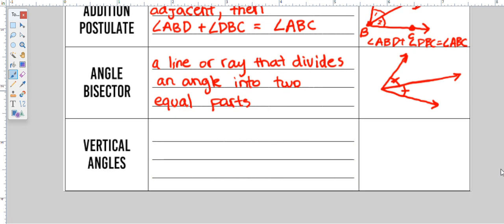Okay, we are almost done. Vertical angles. This is when we have two angles that are directly across from each other. So we have two angles directly across from each other on intersecting lines.